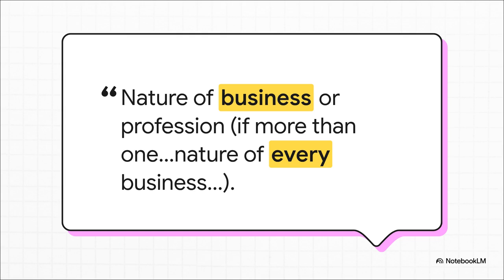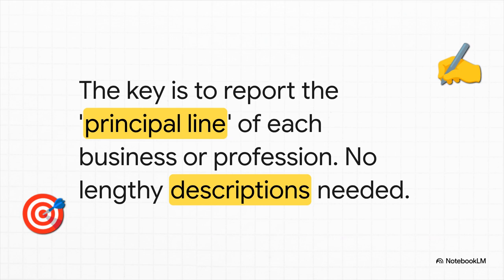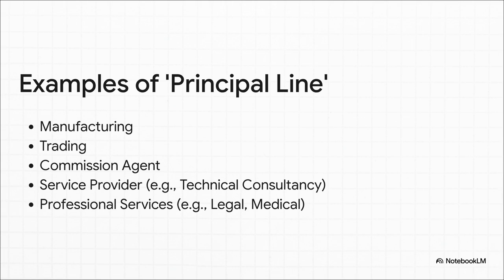If your client has multiple, distinct business lines, you can't just lump them all together. Each one needs to be stated clearly. Now, the key phrase from the guidance here is principal line. The goal is not to write a novel about every single thing the company does. It's about being clear and concise. You're just trying to identify the main category for each business activity. Think of it like you're writing the headline, not the whole article. So, what does a principal line actually look like in practice?